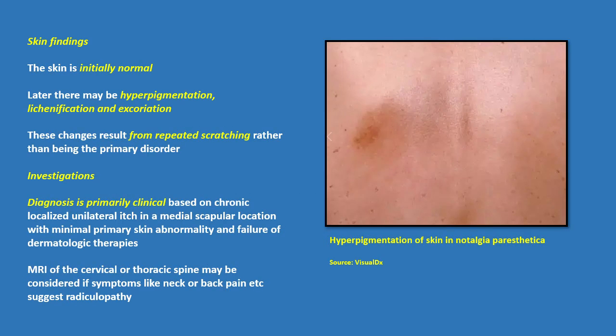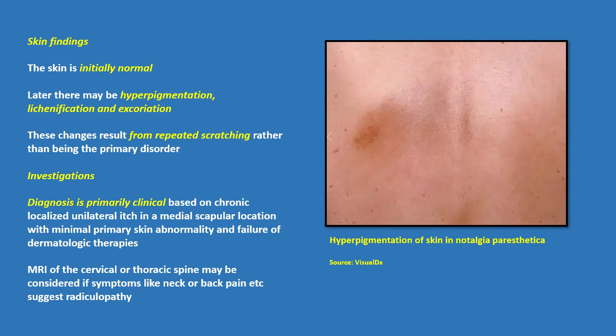Skin findings. The skin is usually normal. Later there may be hyperpigmentation, lichenification, and excoriation. These changes result from repeated scratching rather than being the primary disorder. An example of hyperpigmentation is shown in the figure.